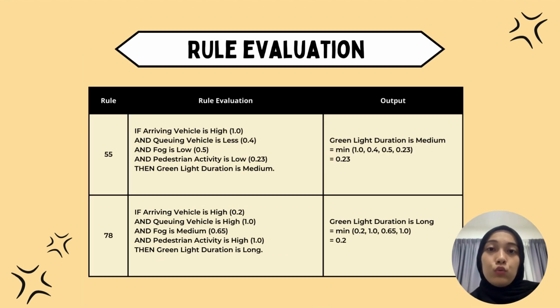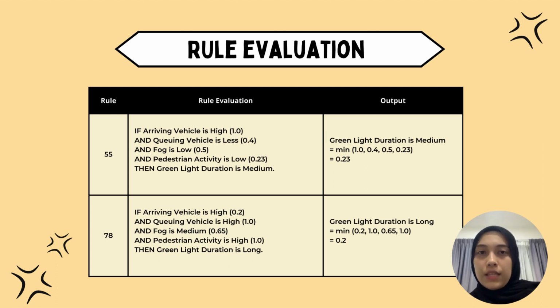So for rule 55, if arriving vehicle is high 1.0 and queuing vehicle is less 0.4 and fog is low 0.5 and pedestrian activity is low 0.23, then green light duration is medium. So it will give the output green light duration is medium, with the value 0.23.